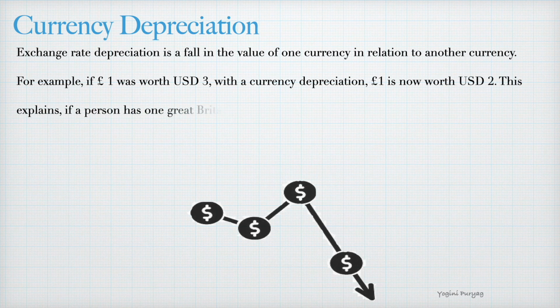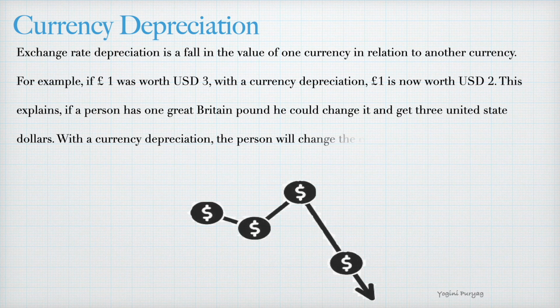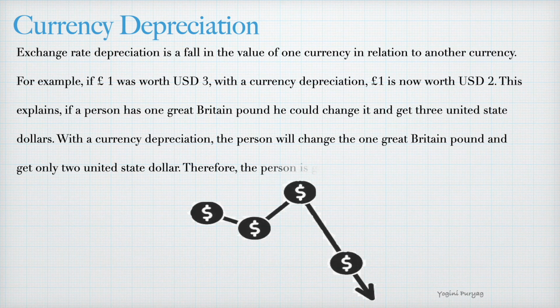This explains that if a person has one Great Britain pound, he could change it and get $3 United States dollars. With a currency depreciation, the person will change the one Great Britain pound and get only $2 United States dollars. Therefore, the person is getting less money from the £1.